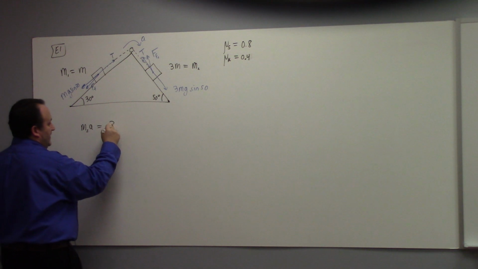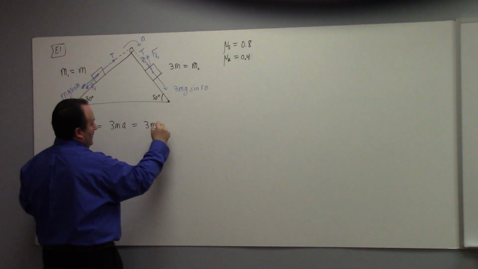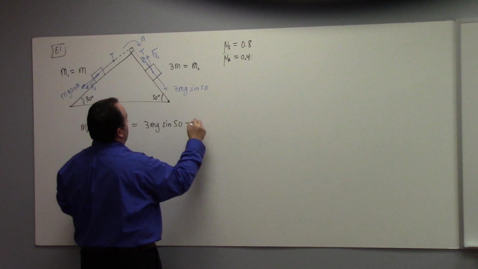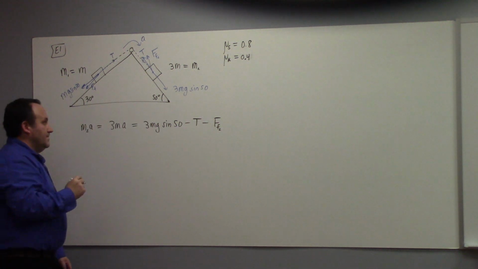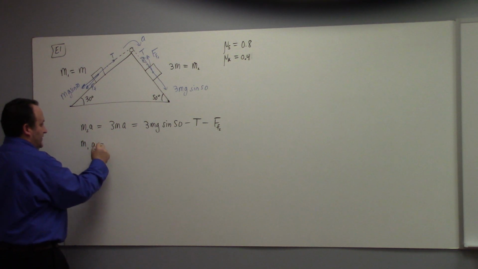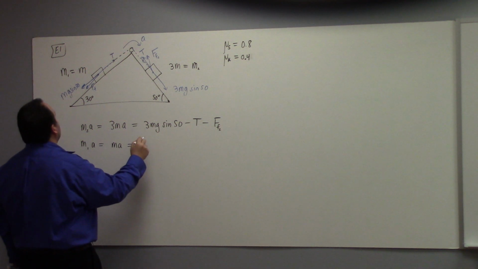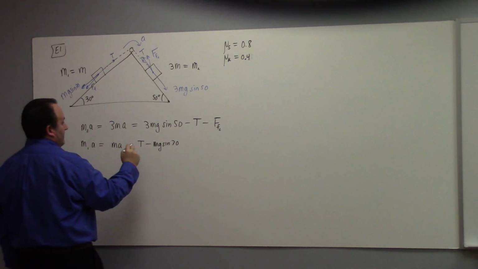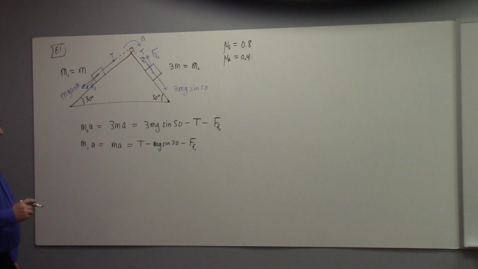And so if we look at box 2, we've got M2A, which by the way is 3MA, equals to what? Well, 3mg sine of 50 minus the tension minus the force of friction on 2, all right? And on the other hand, we've got M1A, which is just MA, is equal to what? Well, the tension minus mg sine 30 minus the force of friction on 1. All right. What else do we know?